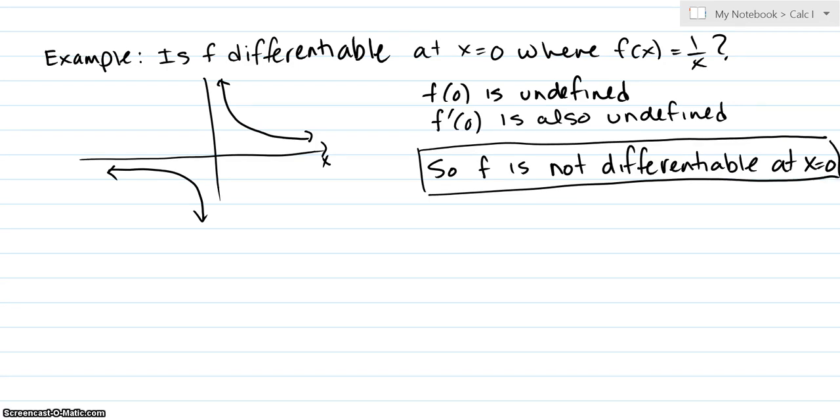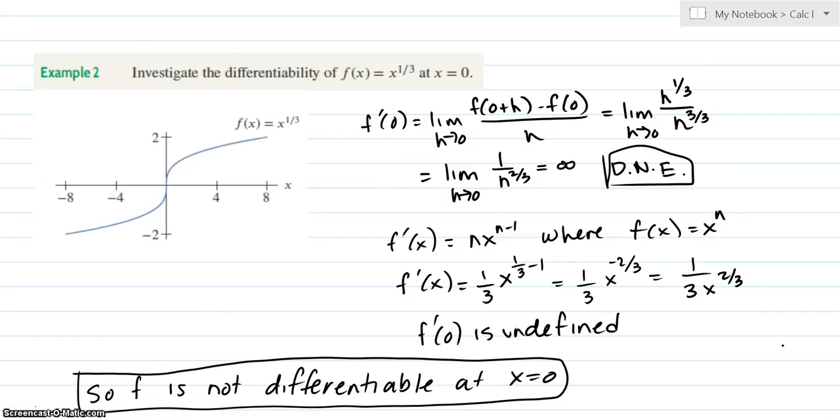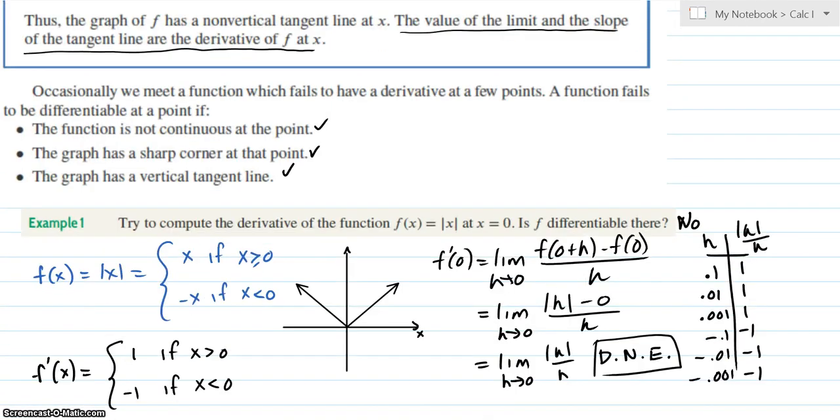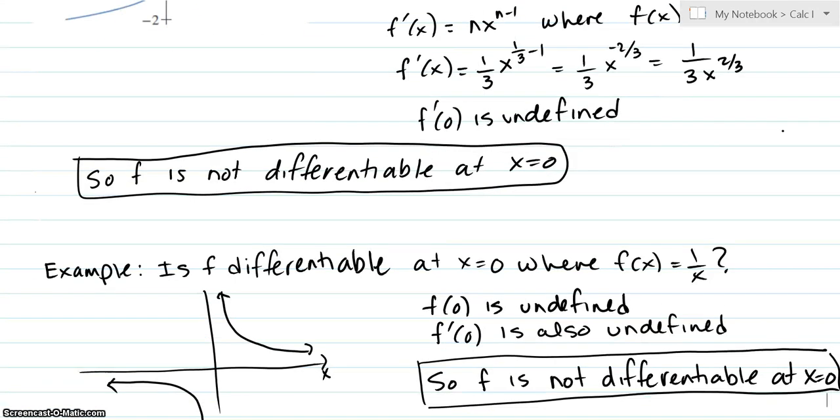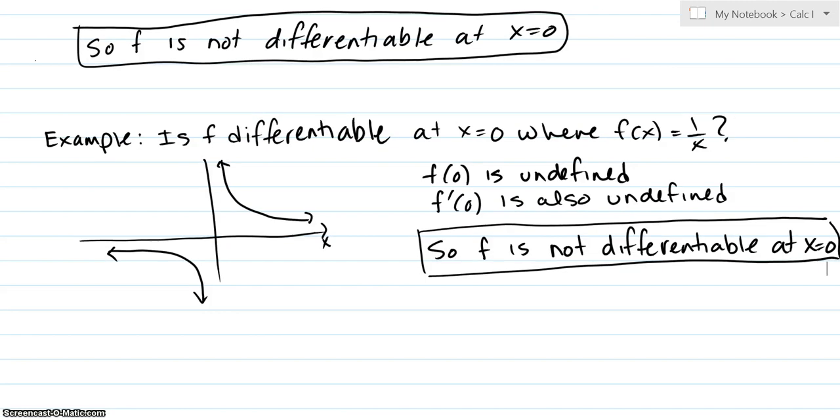So now we've done all three. Get back to the top. If a function is not continuous, it's not differentiable. If a function has a sharp corner, it's not differentiable. And if the graph of the function has a vertical tangent somewhere, it's not differentiable. That's three places where it fails. So let's look at one more example.